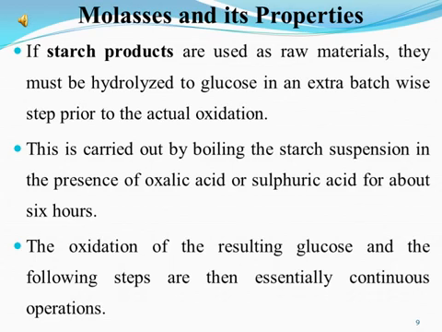Now continuing, molasses and its properties. If starch products are used as raw materials, they must be hydrolyzed to glucose in an extra batch-wise step prior to the actual oxidation. This is carried out by boiling the starch suspension in the presence of oxalic acid or sulfuric acid for about 6 hours. The oxidation of the resulting glucose and the following steps are then essentially continuous operations.